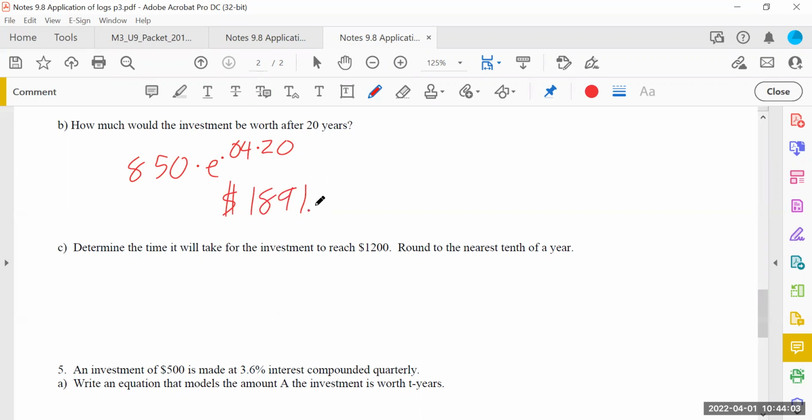I'll show you. One second. This is new. So, anybody else having trouble with their phone or calculator, however you're putting it in? Did everybody get $1,891.71? Yes. Excellent.